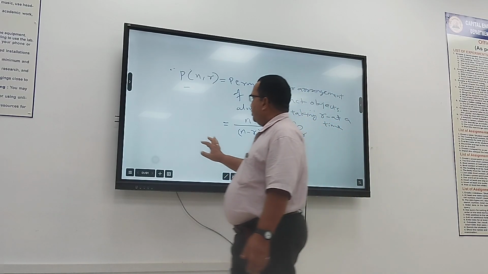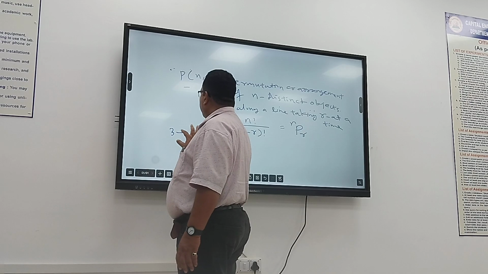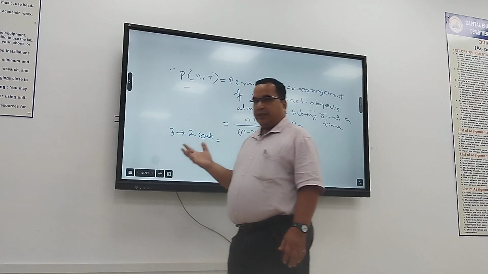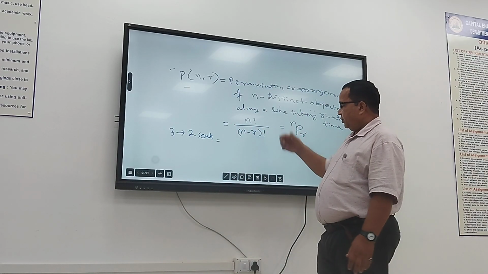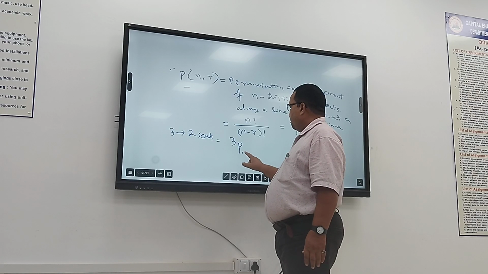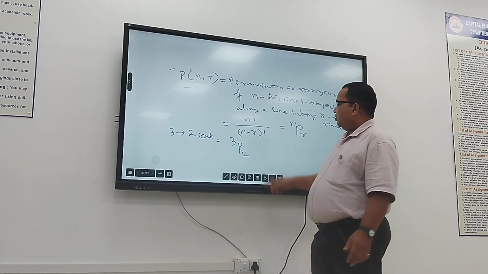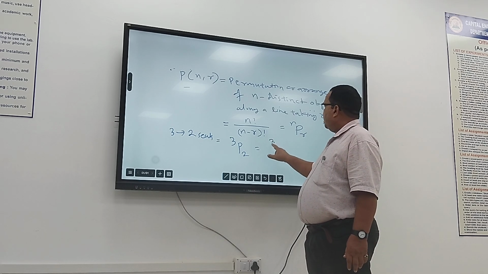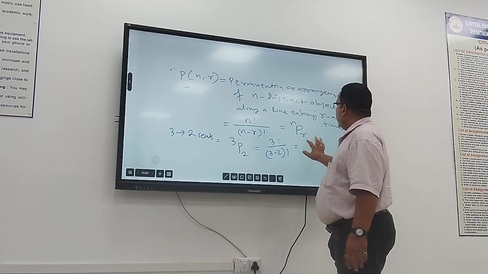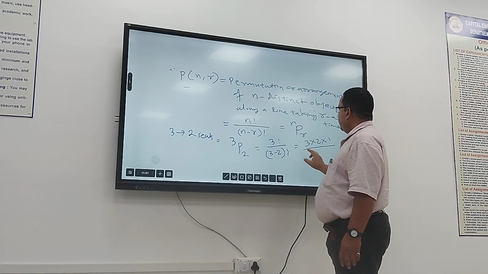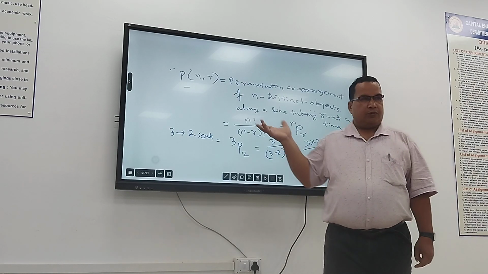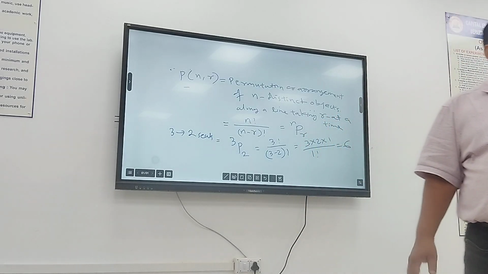In the previous example, there are 3 persons. They are to be seated in 2 seats, so our answer was 6. How can we represent it this way? Out of 3, 2 are to be arranged at a time, in 6 ways. The formula is 3P2. 3P2 means 3 factorial divided by (3 minus 2) factorial. That is equal to 3 into 2 into 1 divided by 1 factorial, which means 6. The answer matches the previous answer. So this is the formula 3P2.